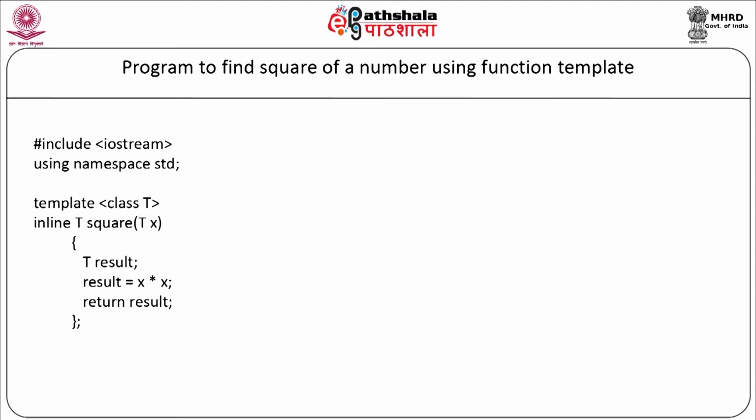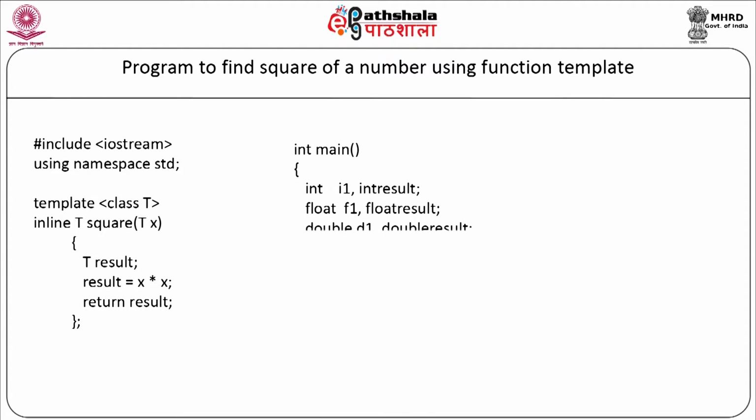Now let us start with our main program, int main. Start with the declaration part: int i1, int result, float f1, float result, double d1, double result. Now we will give values to i1, f1 and d1: i1 = 2, f1 = 2.2, d1 = 2.2.